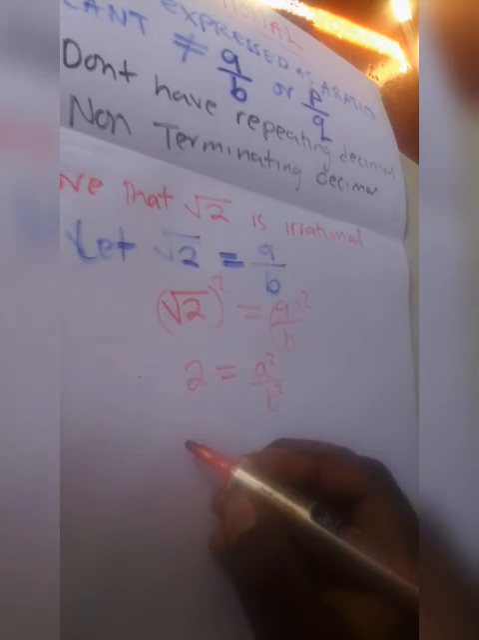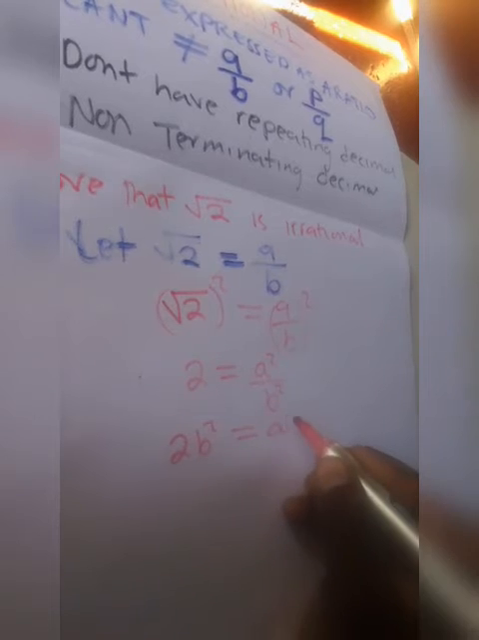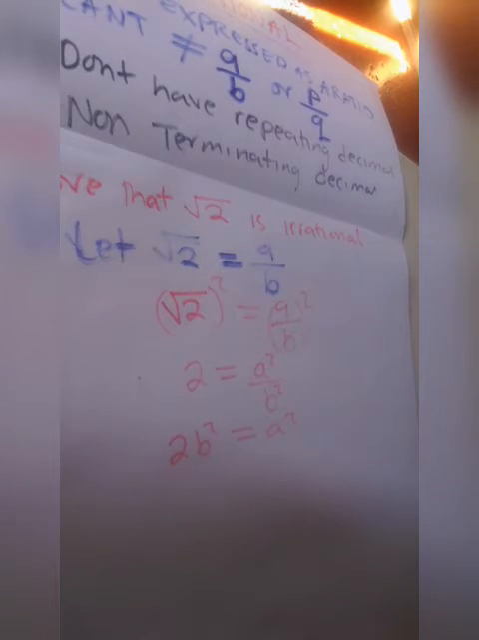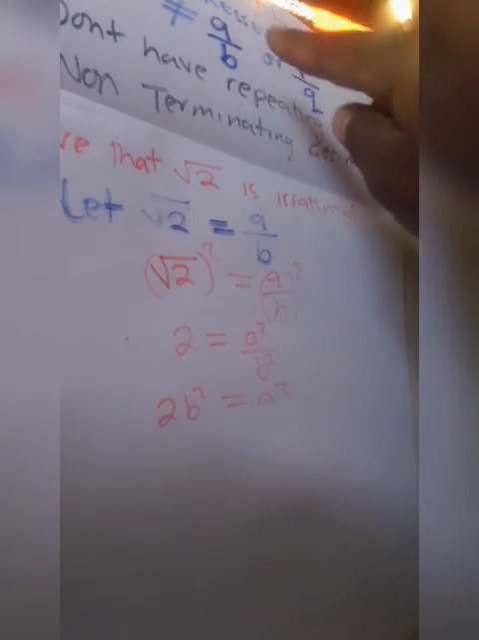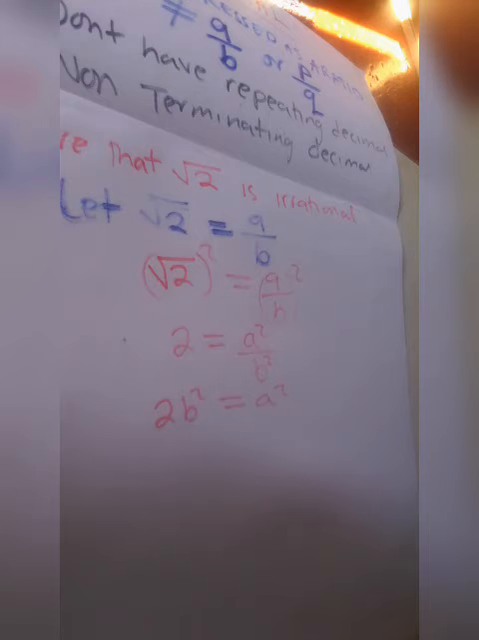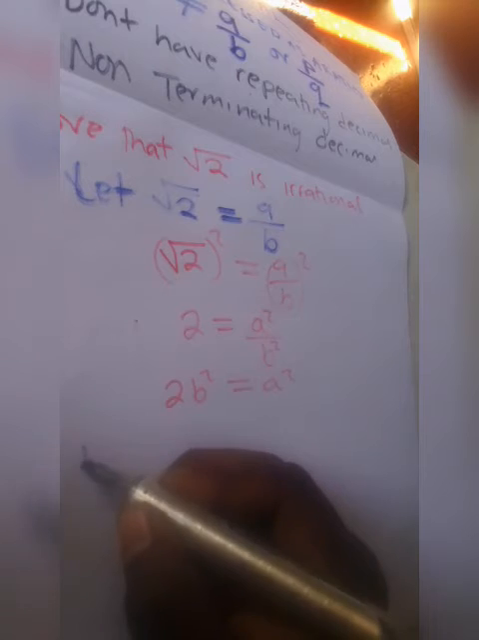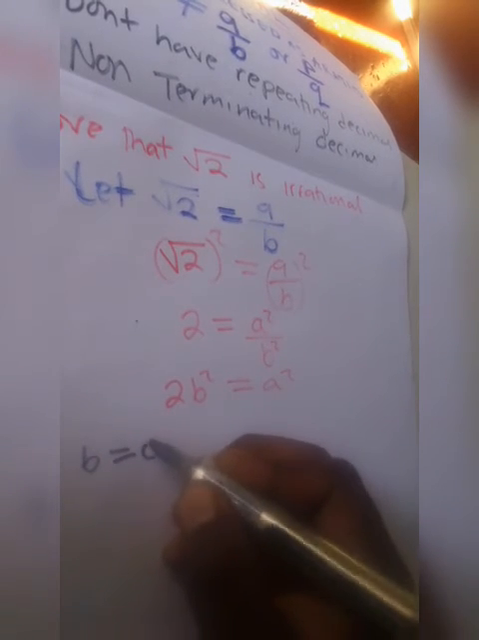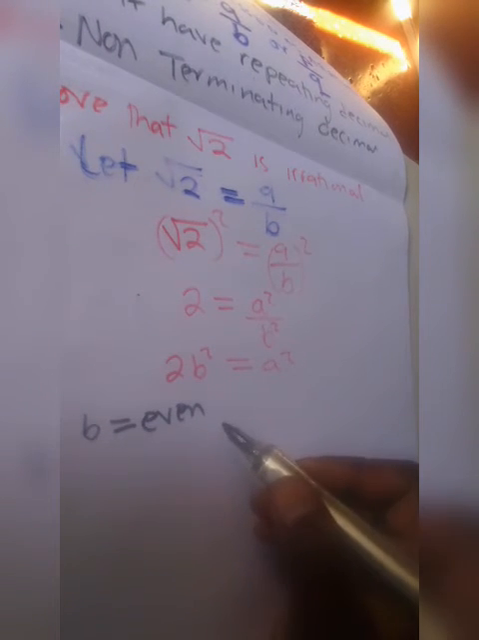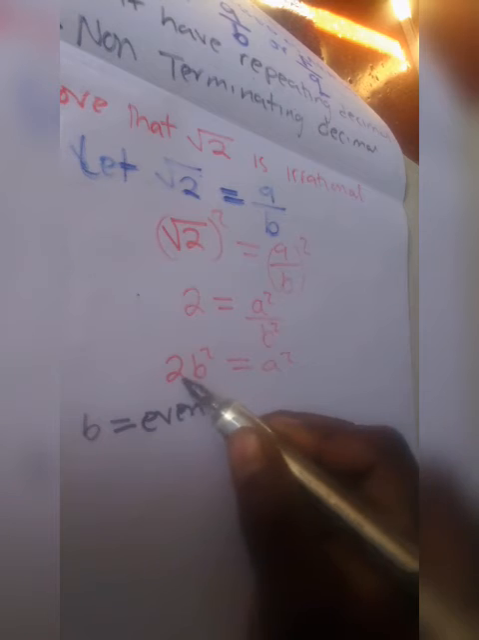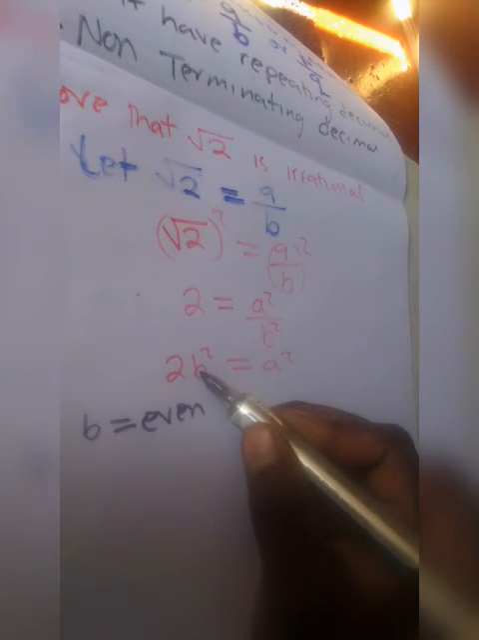Then when you work out this one, you're going to have 2B squared is equal to A squared. Then let's see whether this number can be expressed in this form, or whether it is irrational or rational. So how do you do that? Say B is even. How can we say that B is even? How do we know? Simply because it has a multiple of 2. Any number with a multiple of 2 is even.